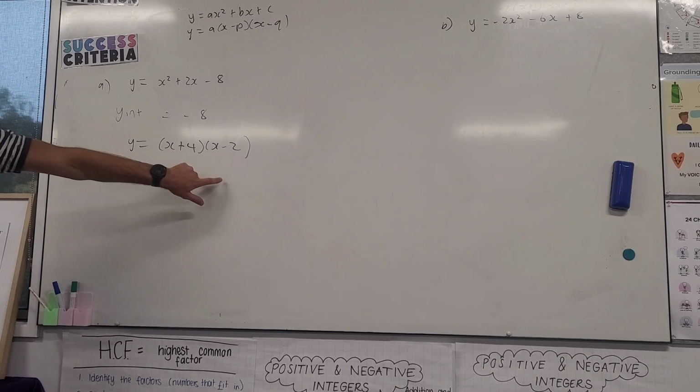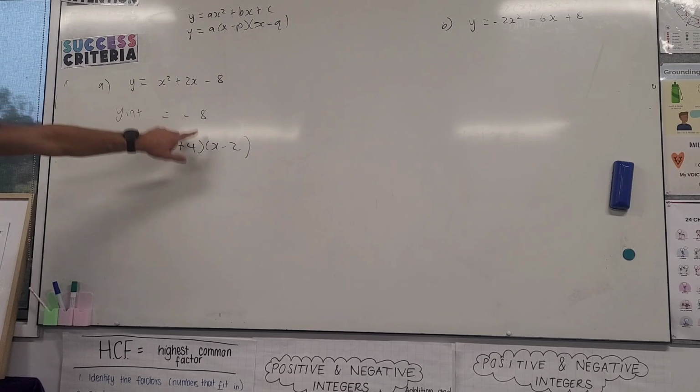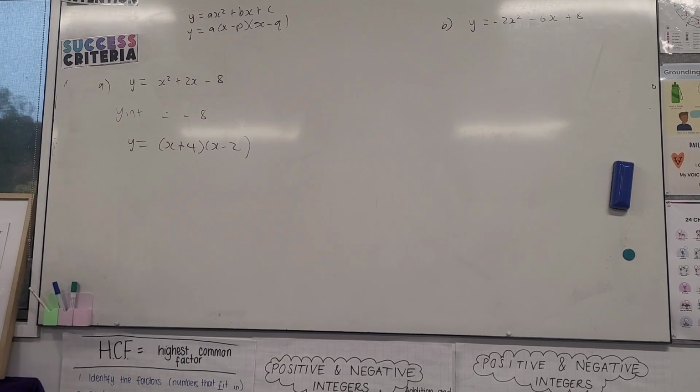If you expand this, you'll get the exact same as we had up here. If you FOIL it, you'll get that exactly. It's the same function expressed in a different form. It's got a different outfit on. All right, so we've factorized a quadratic.